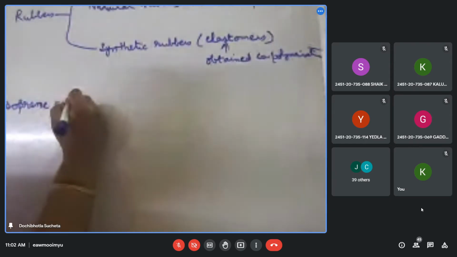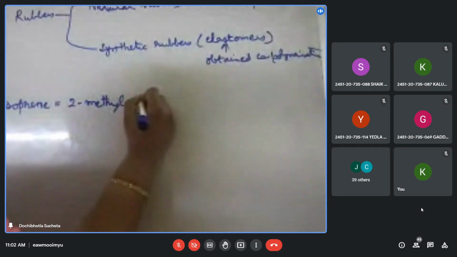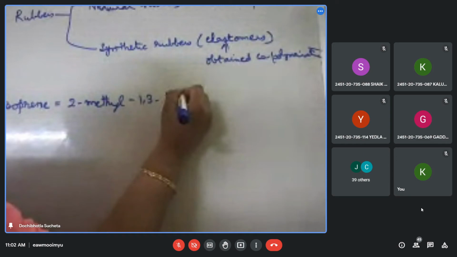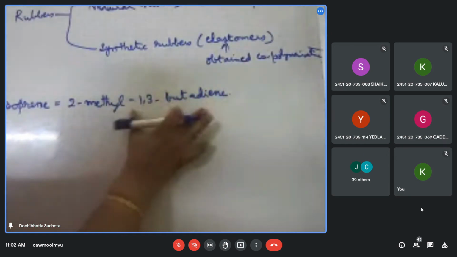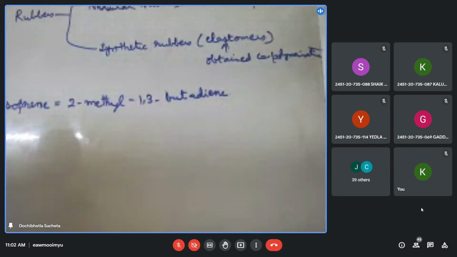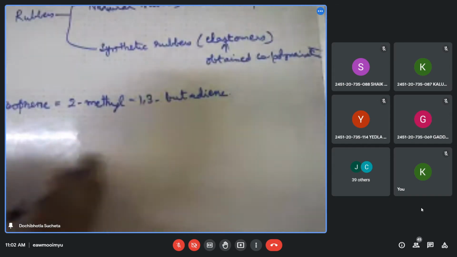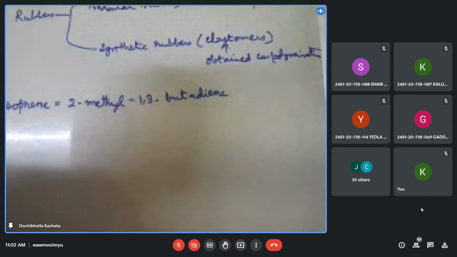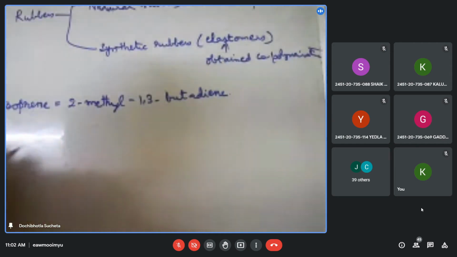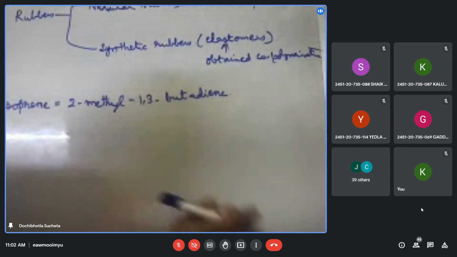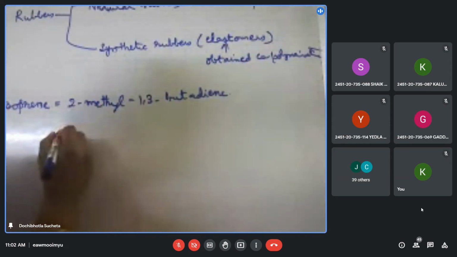Isoprene is nothing but 2-methyl 1,3-butadiene. That's the chemical composition, and its structural elucidation was done almost nearly to the end of the First World War, and its application came for the manufacturing of synthetic rubbers during the Second World War time. Umpteen number of synthetic rubbers were made during the Second World War time by copolymerization process. So 2-methyl 1,3-butadiene is a structure.